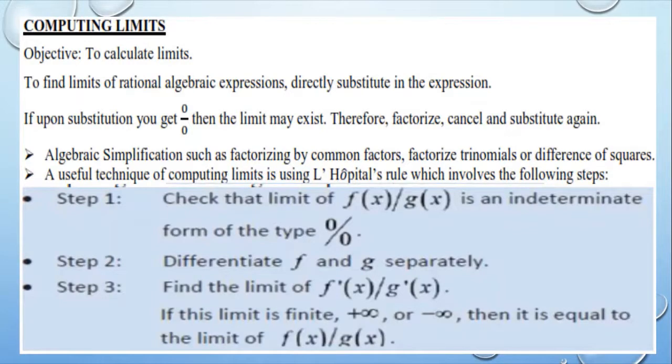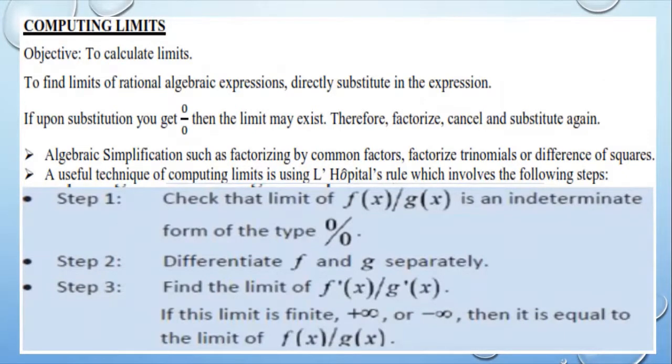And then once you have differentiated, now you put the x value. When you put the x value, you will be getting an answer. If this limit is finite, that is positive infinity or negative infinity, then it is equal to the limit of f of x upon g of x.